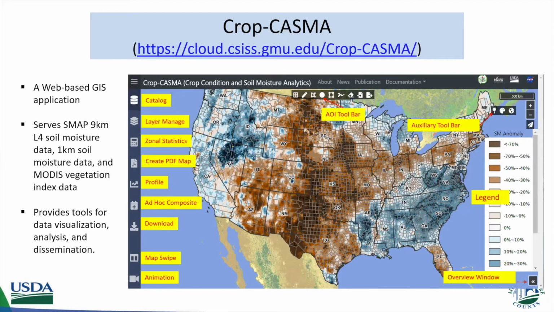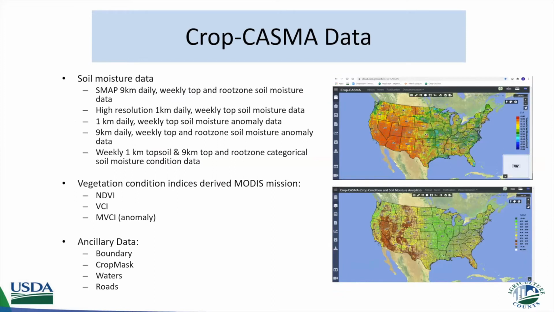for analysis. Yeah, this is the interface of CropCASMA. Users can get into it from the website address listed on the top. You click it and you can get into it. This is the online browser-based application. On this application, as I said, we serve the soil moisture data and the vegetation index data.